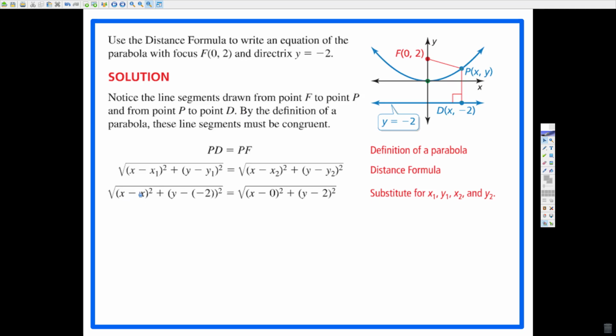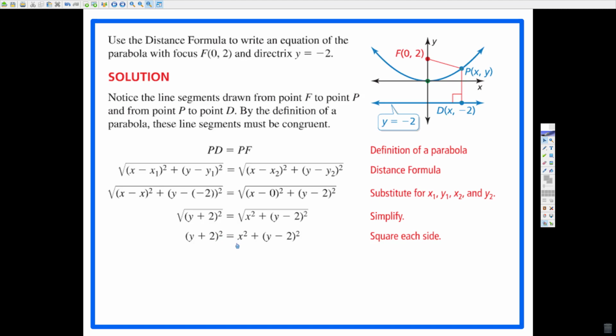So we don't know our x, so we're going to fill it in with x. We do know our y for PD is -2. We see that here. We know our x for the focus is 0, 2, so we'll fill it in. Next, you'll see when we simplify, that goes away here, and you're just left with y minus 2 quantity squared. The square root of anything squared is itself. Again, here we have square root of y minus 2 squared and x squared. So the square roots will go away, and now we can solve.